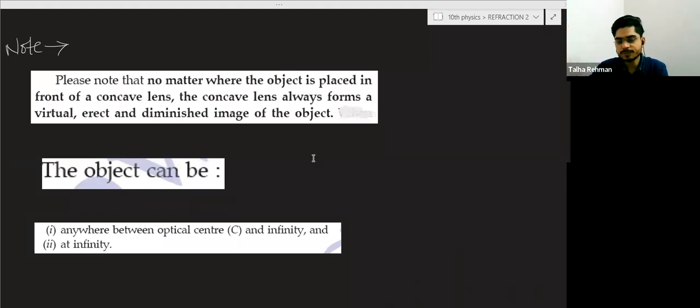Your object can be placed anywhere between the lens and infinity. So there are only two possibilities for the object. One possibility, you can place the object between the optical center and infinity. And another possibility, the object itself is at infinity. Just copy this also.